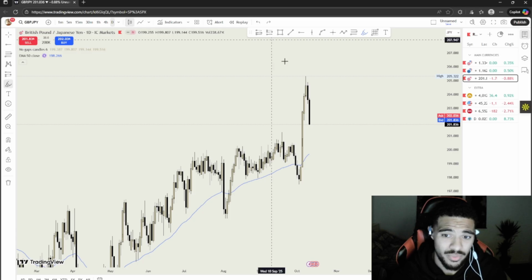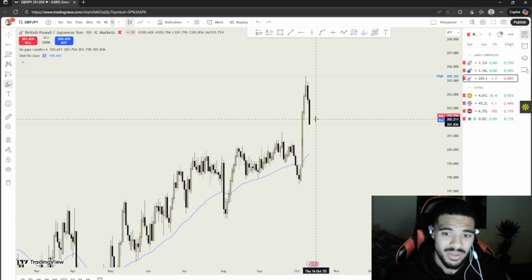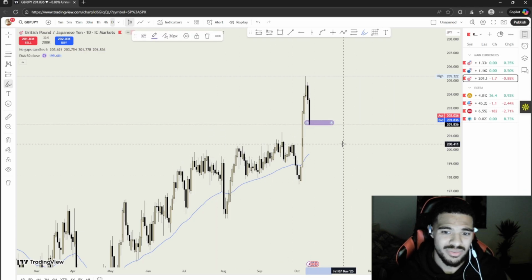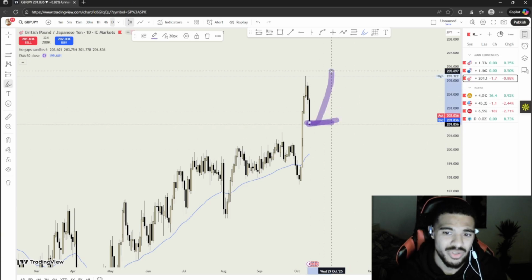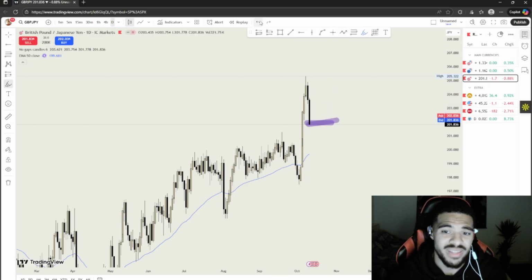That's essentially what I'm looking for. There's not much. It's just a waiting game now. I wouldn't place a buy here. There's nothing that it's rejecting off of. I wouldn't place a sell here either, because it could just reverse and come back up. So I'm just waiting at the minute.